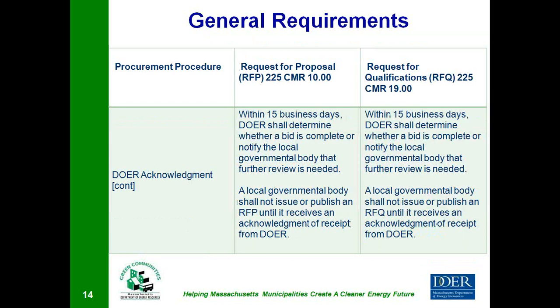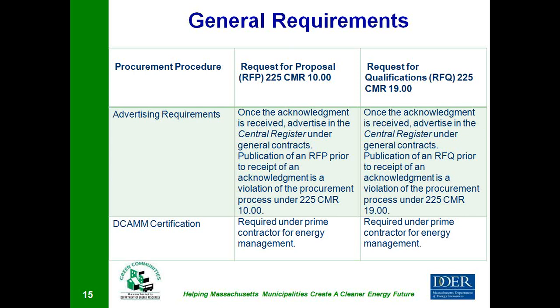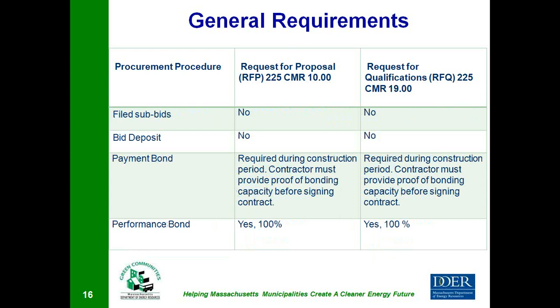Before you publish the RFP or the RFQ in the central register, you must file it with DOER at least 15 days prior to that intended date. DOER will review that, hopefully within the 15 days, or we will notify you that we need further review. And you should not publish the bid until you receive DOER's acknowledgement. There are no specific advertising requirements, excepting that you must advertise in the central register. Of course, the more contractors you make your bid available to, the better response you will get, and the longer that you leave it out, again, you'll get a better response.